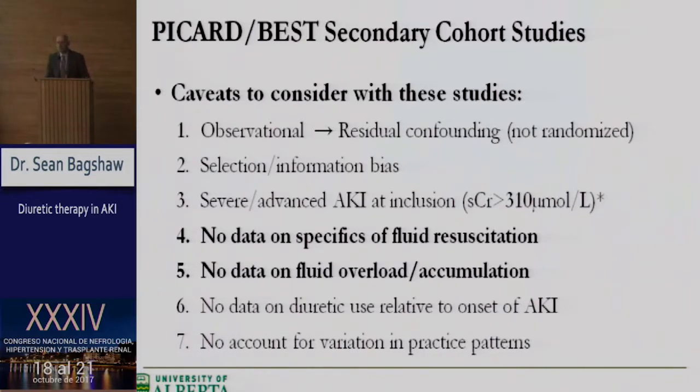They're both observational, so there's a risk of residual and confounding. They're both susceptible to selection and information bias. They both enrolled patients with severe and advanced acute kidney injury at inclusion, so there's probably already a cohort of patients there who are less likely to respond to diuretic therapy and had a higher risk of death. There was no data on fluid resuscitation practice, fluid overload, or fluid accumulation. And I think this is really important because fluid has been clearly associated with increased risk for mortality, fluid overload that is, and I'll show you some data on that shortly. There was also no data in either study that looked at diuretic use relative to the onset of acute kidney injury and the variations in practice around its prescription.